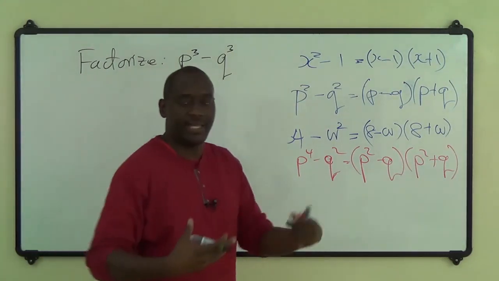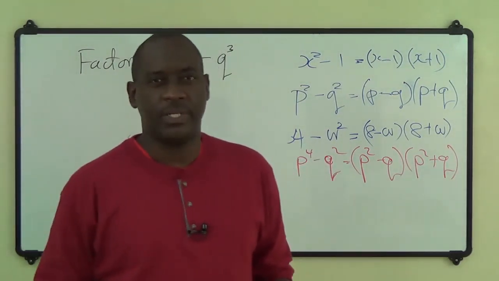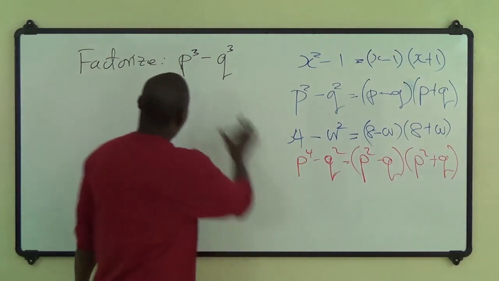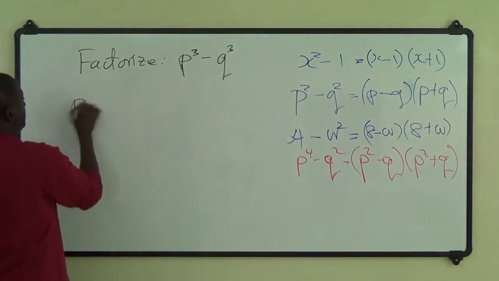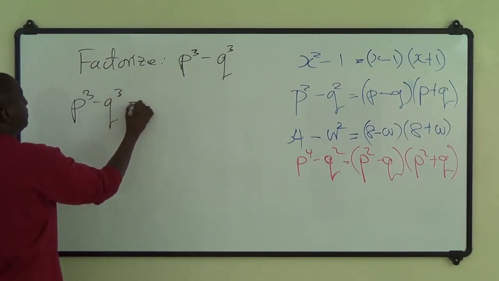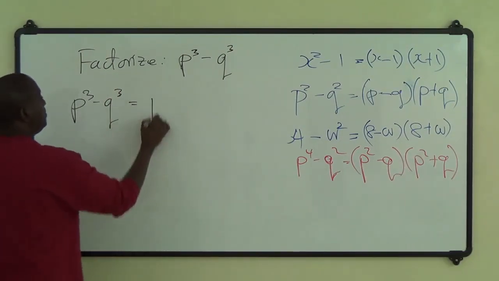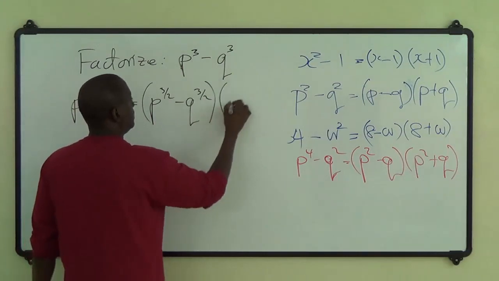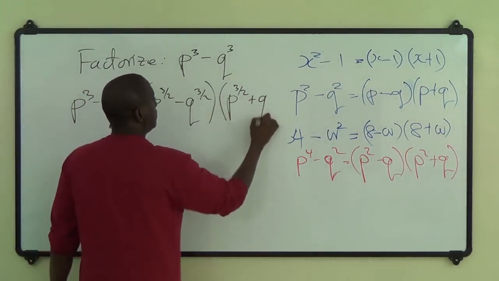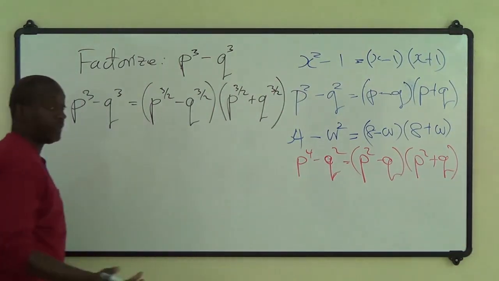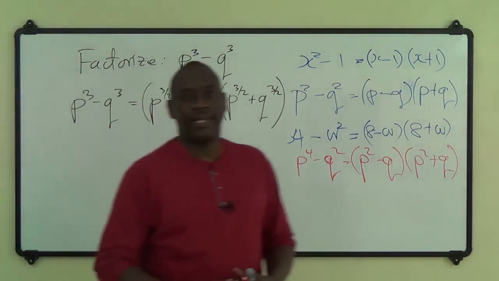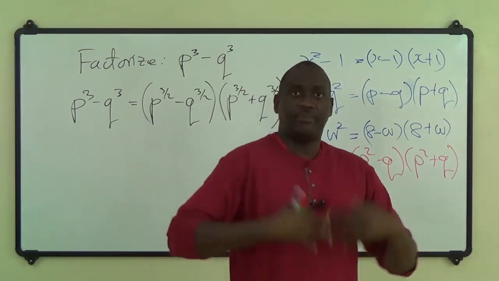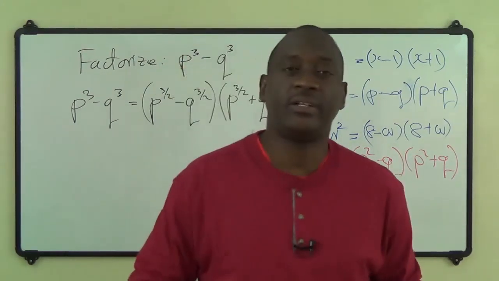I could apply the same logic to an odd power. So just like how we have p squared minus q squared is equal to p minus q into p plus q, I could say that p cubed minus q cubed is, watch it now, all we do is divide the power by 2. So that would be p to the power of 3 over 2 minus q to the power of 3 over 2 into p to the power of 3 over 2 plus q to the power of 3 over 2. All right? So in other words, we could apply the concept of the difference of two squares to any difference, whether the power is even or whether the power is odd.